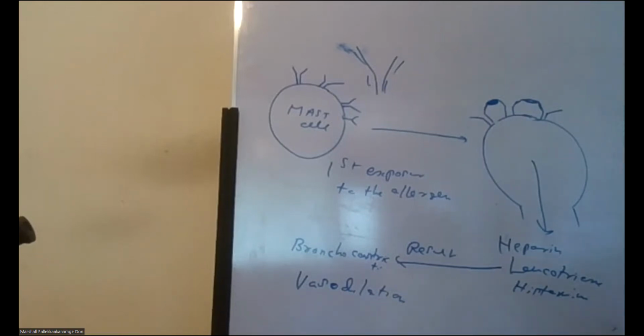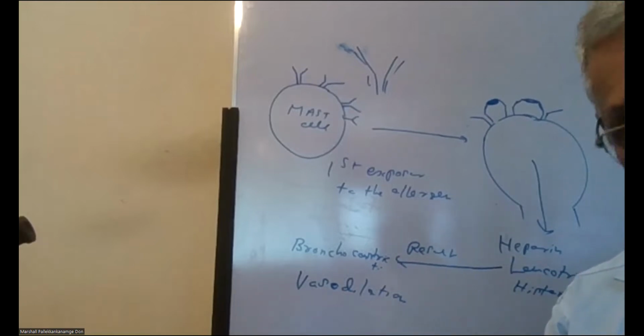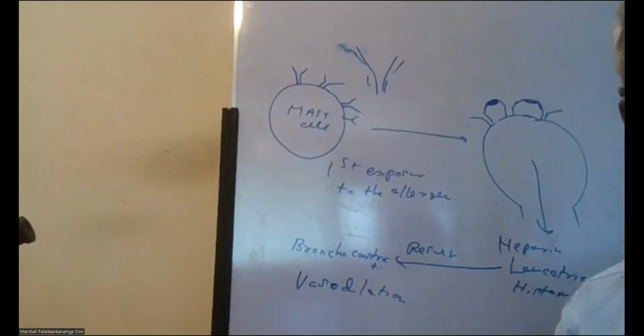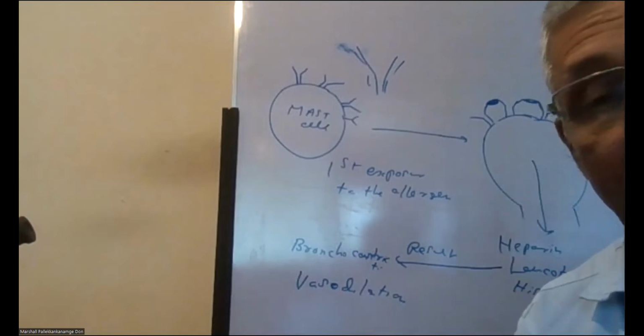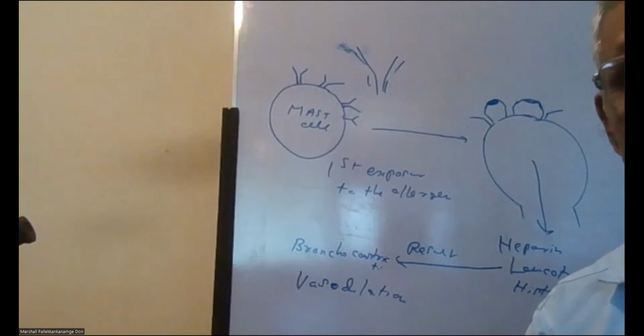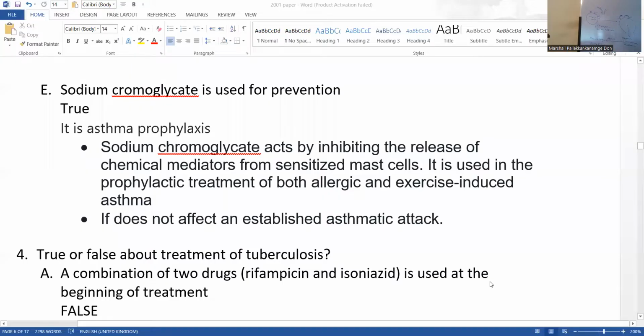So this is called type 1 hypersensitive reaction. The immediate treatment is adrenaline. In hospitals, they keep adrenaline. When they give penicillins and such, they can cause this reaction.